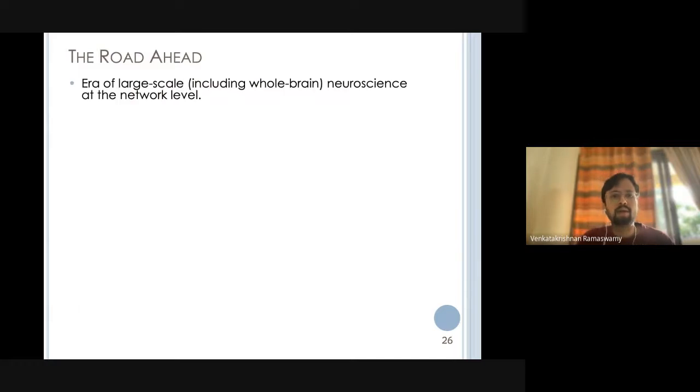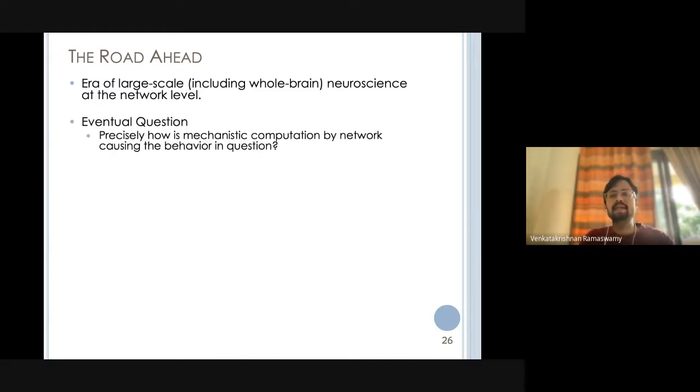Right? And so therefore we are at the cusp of an era of large-scale neuroscience at the network level. And what we want to know is precisely how mechanistic computation by the network causes the behavior in question. Right? And we seek a comprehensive empirical understanding, right? And one thing I should note is that when I say causing, we are not necessarily satisfied by just a correlative account, which is to say that we want to know more than which neurons' activity is correlated with which aspects of stimulus or aspects of behavior. We want to understand the exact mechanism.